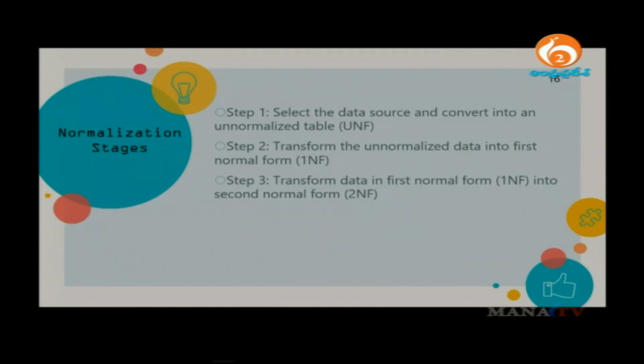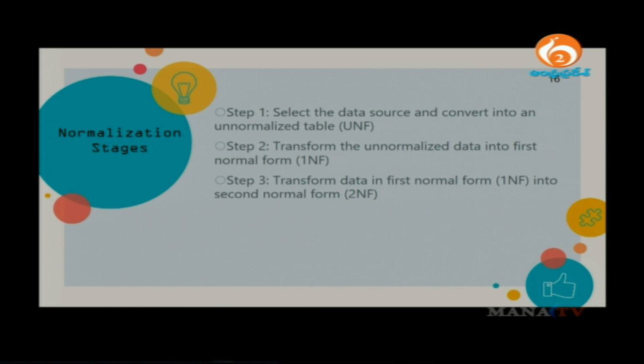Now, I want you to learn at least four minimum, then we will have the fourth and fifth. So, what is the first normal form? Let me show you the screen once. What are the stages you need to follow? Then we will start with this. Step 1, select the data source, convert into first unnormalized format.